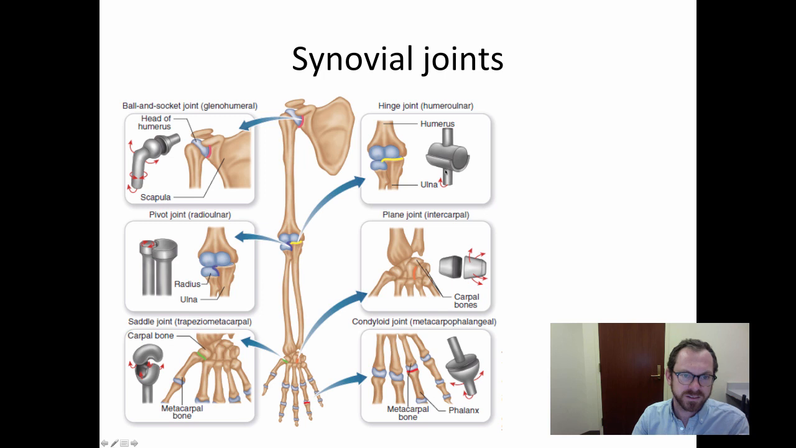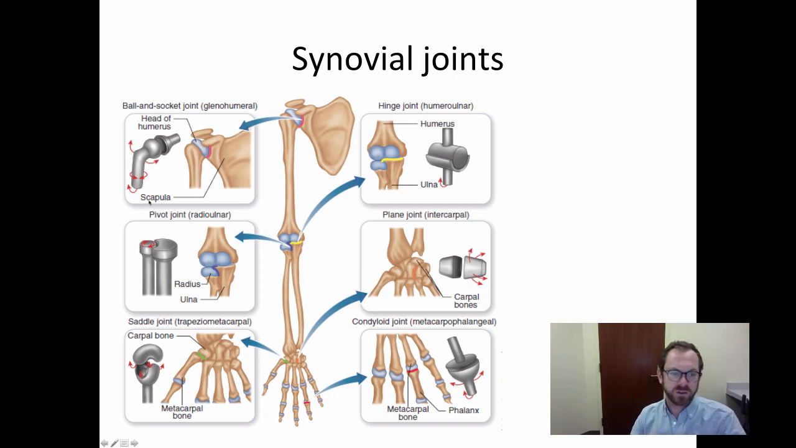There are 6 subtypes of synovial joints, and for your practical quiz, you are responsible to know all of these. The first is the ball and socket joint. This is where you have a bone that's forming a ball, and then you have another bone that's forming a socket here. And so we're showing an image of the shoulder joint here. Another example of your ball and socket joint would be your hip joint.